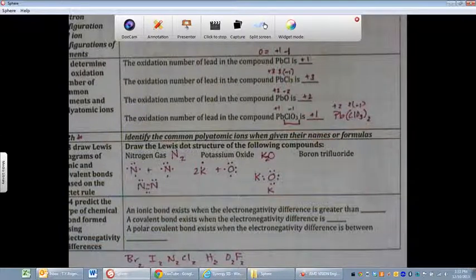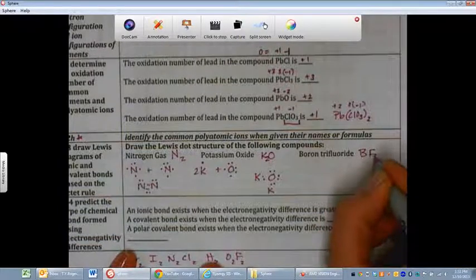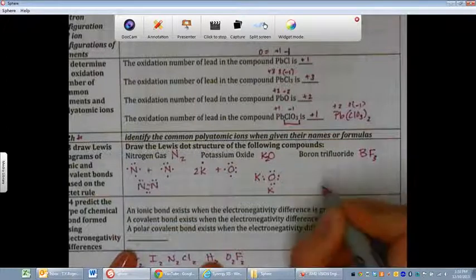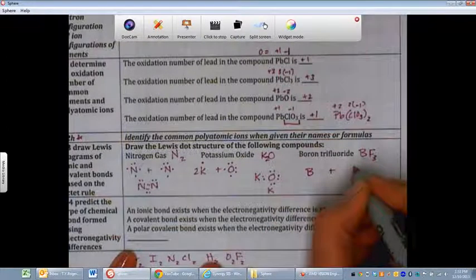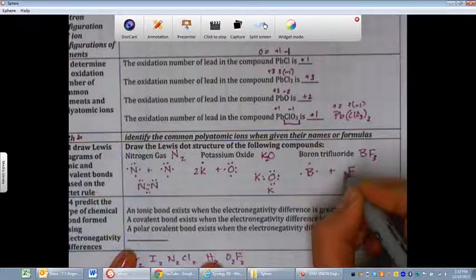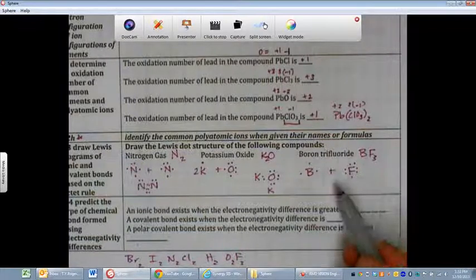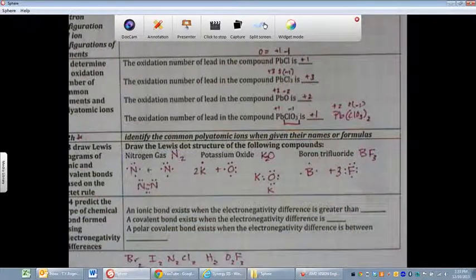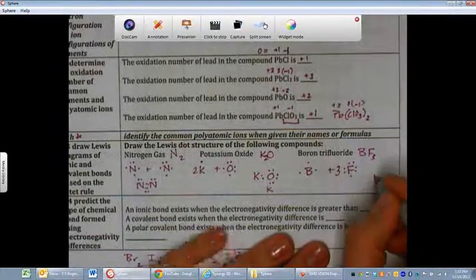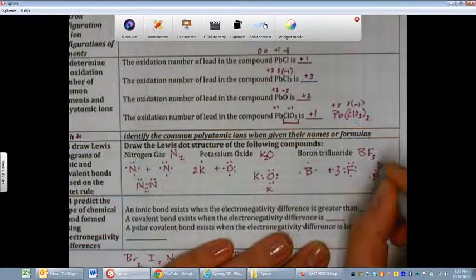For my next compound, we have boron trifluoride, so BF3. I'm going to write out my Lewis dot structure for each one. So I have boron and fluorine. Boron is in the 3rd column, 1, 2, 3. Fluorine's in the 7th column, 1, 2, 3, 4, 5, 6, 7. So I can see that the reason I needed 3 fluorines is because boron wants to get rid of these 3, but fluorine can only take 1. So I would need 3 fluorines to get rid of all 3 of those electrons. So it comes together, I have boron, and then a fluorine comes in on each side with the 7 to make 8.